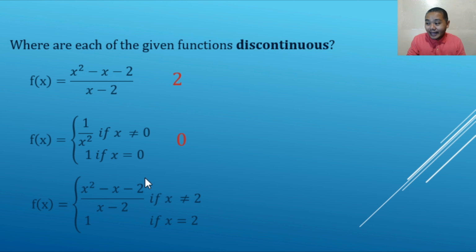Sa last example natin dito sa baba, magkakaroon tayo ng discontinuity sa 2 ulit. Sir Ben, bakit sa 2? First, f of 2, nakadefine siya. If x is equal to 2, therefore, yung function natin equal sa 1.